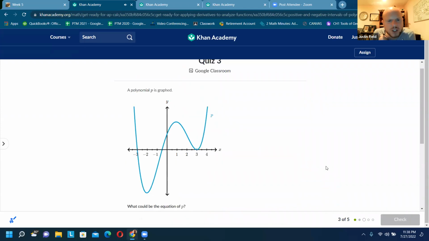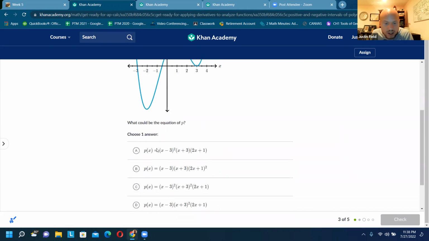All right. Feels good to get some wrong, you know, shows that, I don't know. What could be the equation of P? Well, all right. It's degree 4. That's for sure, right? Because it's got those 3 turns. It's also in a W kind of thing. So it has a positive leading coefficient. These are the things that I know. So I'm going to need 4 zeros.